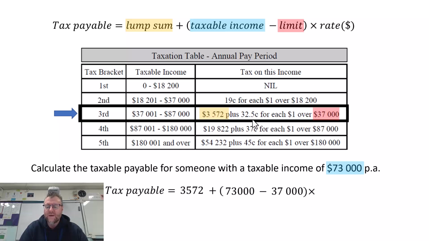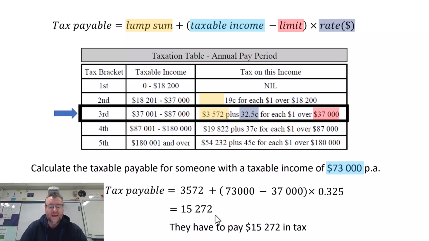Now the rate is this bit here in the middle, but instead of writing it as 32.5 cents, we write it as $1, so $0.325. I stick all of that in my calculator and I get $15,272. That is how much tax this person has to pay based on this taxable income.